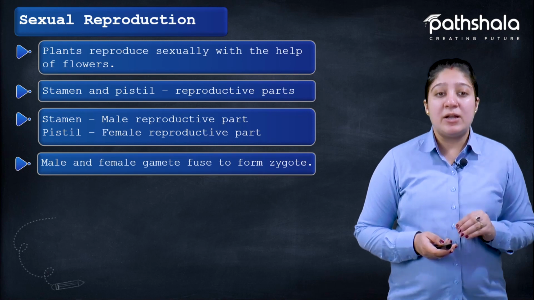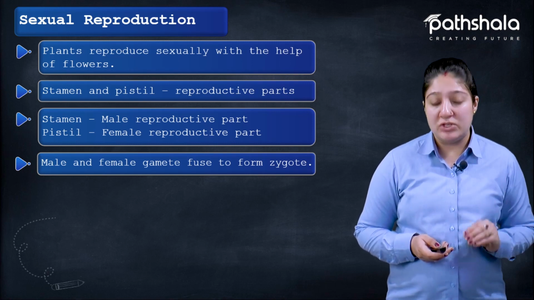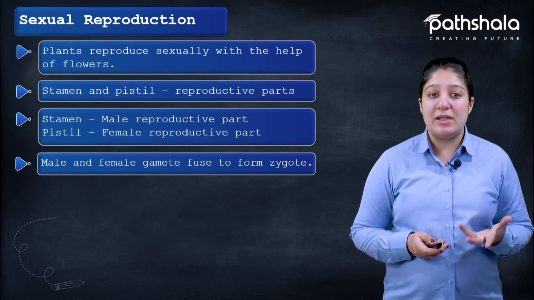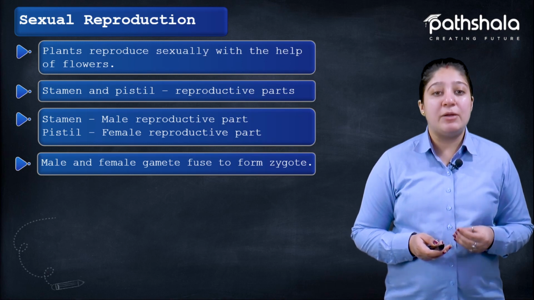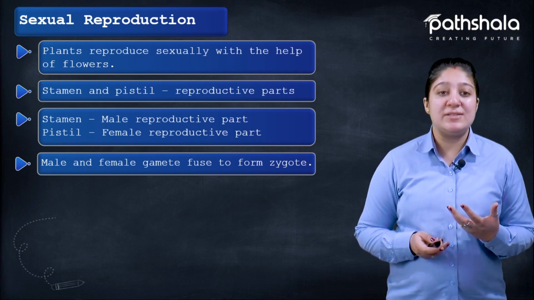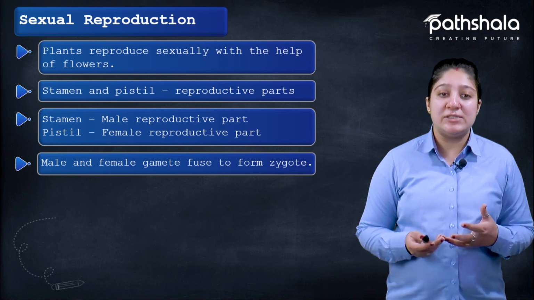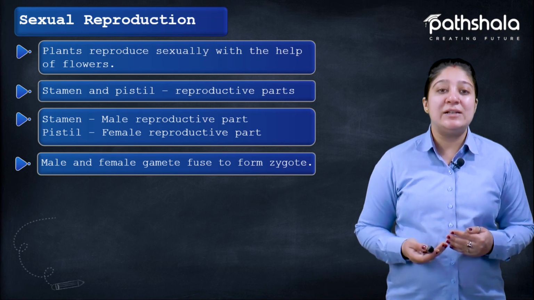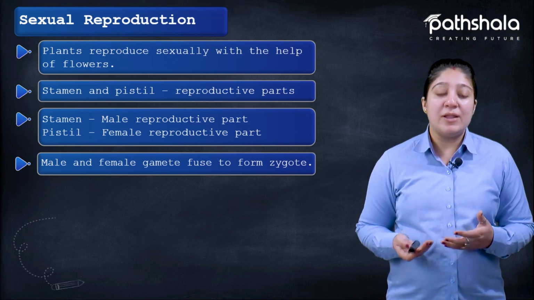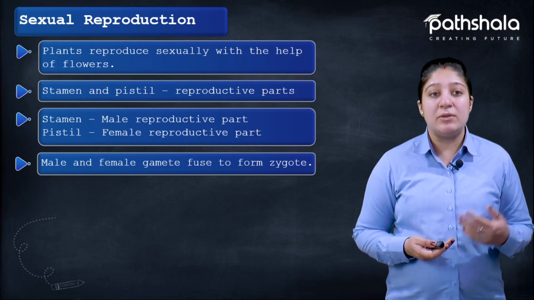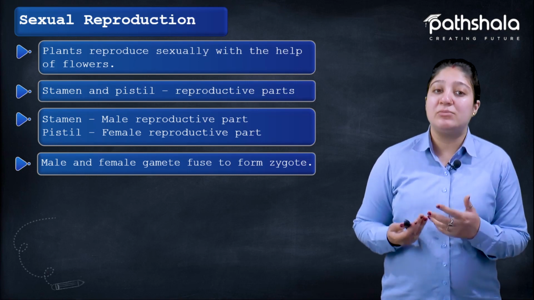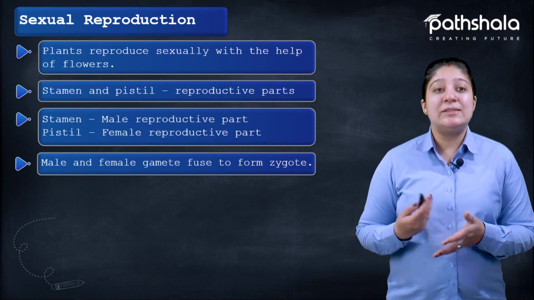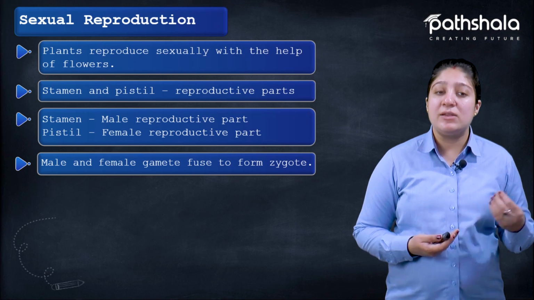Now, the male reproductive part produces a cell which is known as the male cell, also known as the male gamete, and the female reproductive part produces a female cell, which is a female gamete. When they fuse together during the fertilization process, they form a zygote, and as a result, the ovary converts into fruit, and the ovules which are present in the pistil convert into seeds, and from seeds, new plants can be reproduced. So that is how sexual reproduction takes place in plants.